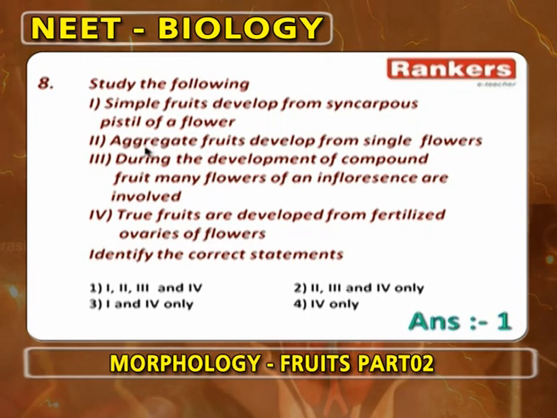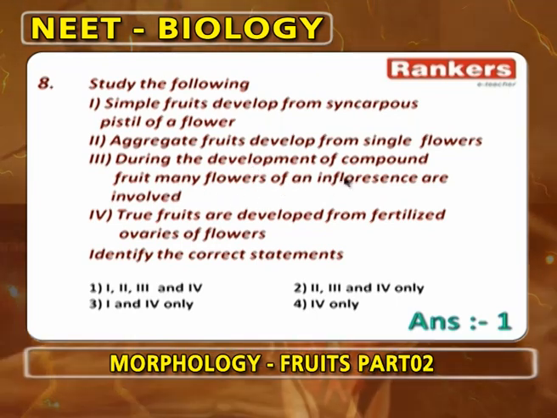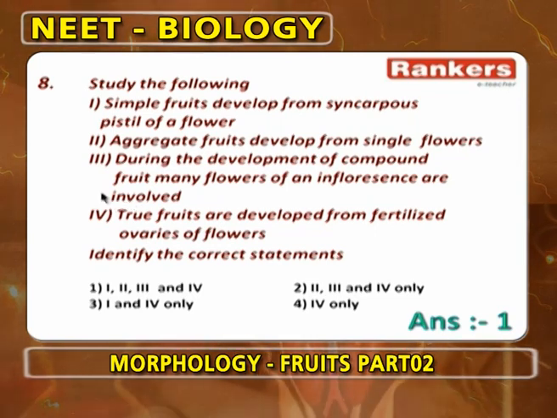Aggregate fruits develop from single flower. It is also correct. During the development of compound fruit, many flowers of an inflorescence are involved. So, the total inflorescence is converted into fruit in compound fruit. True fruits are developed from fertilized ovaries of a flower. It is also correct. So, identify the correct combination means all the 4 are correct.